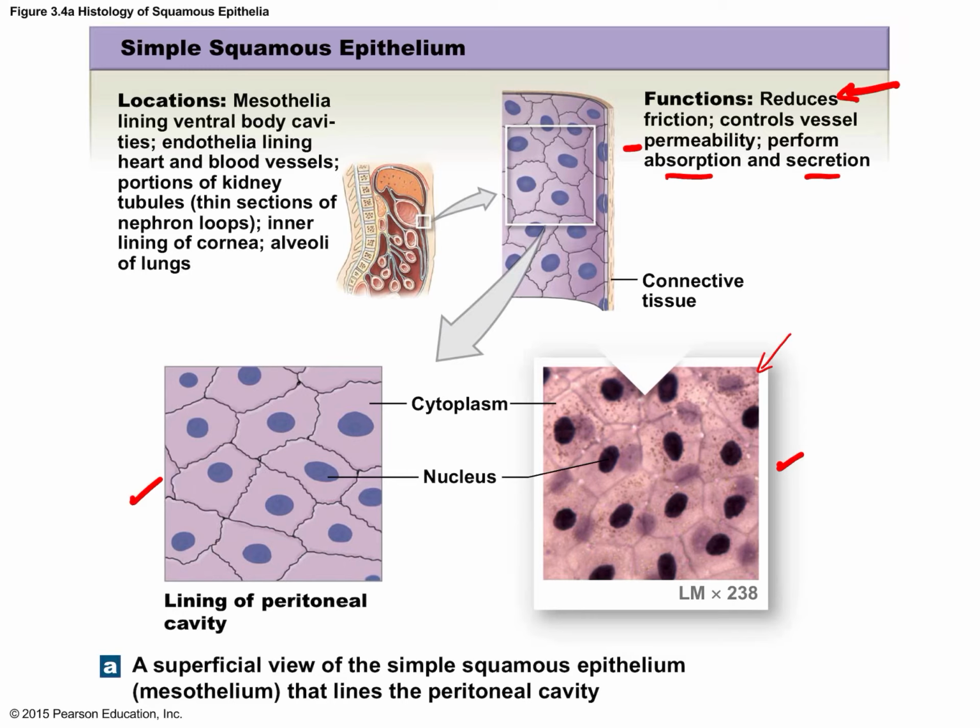You also want to be able to label these structures on the exam. You want to be able to label the cytoplasm. If I point to the center of the cell, you would say that's the cytoplasm. You would have to identify the nucleus, and I would also expect you to identify the cell membrane. If I point to the line between the cells, such as right here or right here, that's the cell membrane. All right, so that is it for simple squamous epithelium.